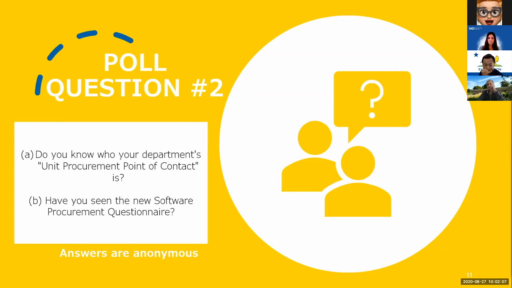Okay, thank you. So here are the results. A majority of you, about 66%, do know who your unit procurement point of contact is. That's great. If you don't, we are definitely here to help you find that person. And 43% of you said yes, you've seen the new software procurement questionnaire, and 57% said no. That is actually listed on our software procurement page. And Snehal will go over a few other details for us right now.